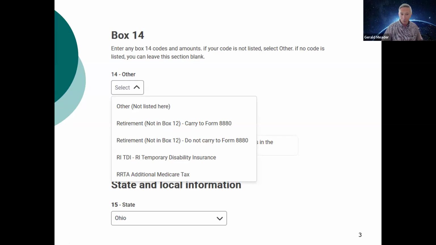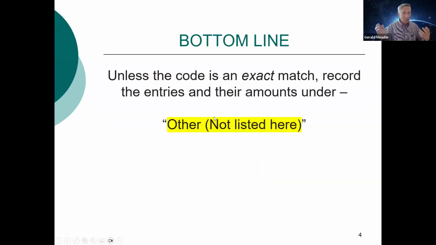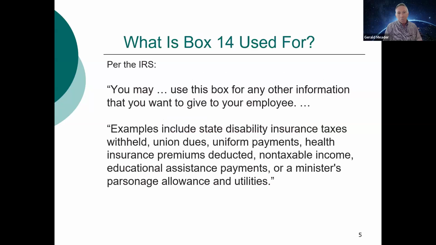Sometimes we aggregate those amounts, and that's just fine. In fact, that's the bottom line. If that's what you're doing, if you're putting all that information into the other box in TaxSlayer, then you're probably doing it right. And I would recommend you keep doing that unless the code is an exact match. But why are we even doing this? What is this Box 14 even used for?